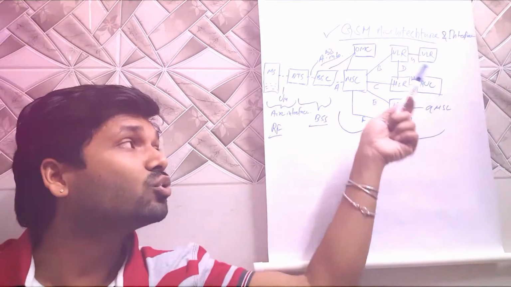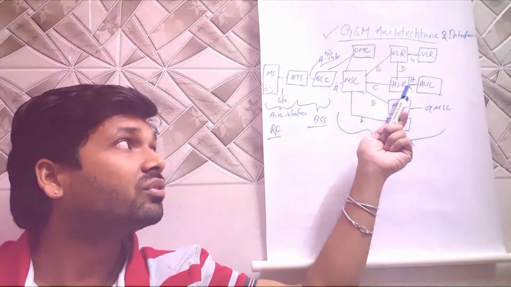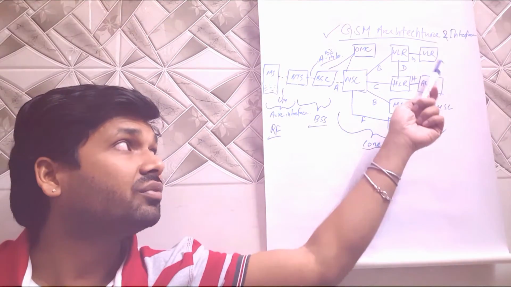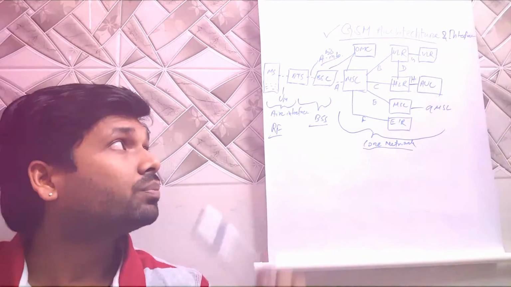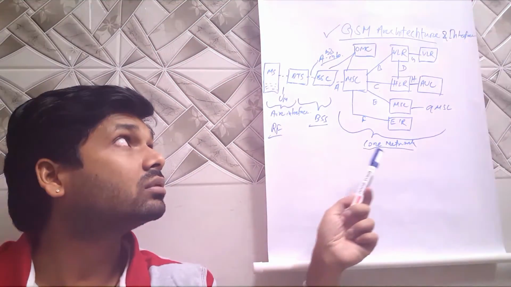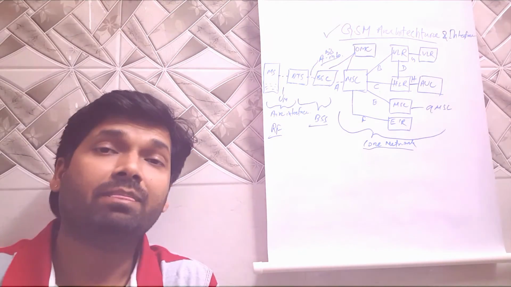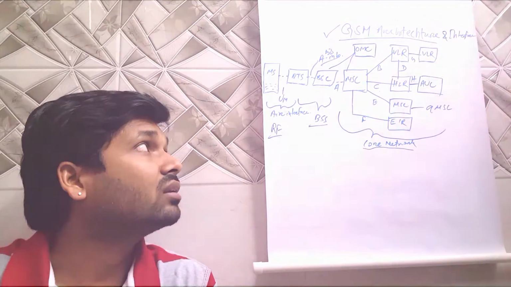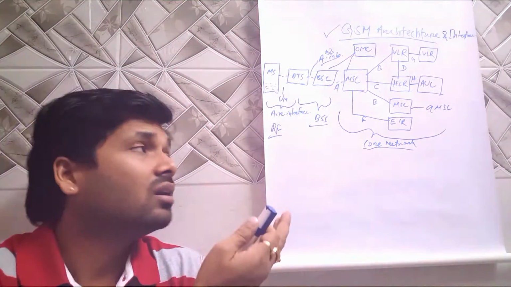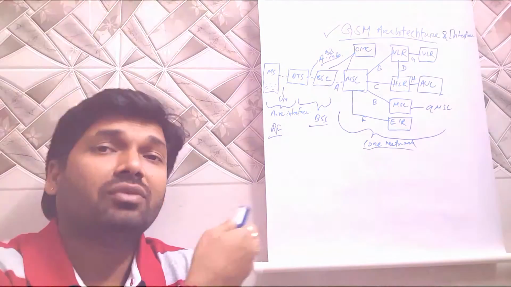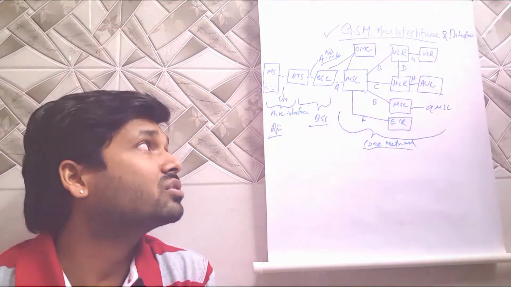So this is all about the core network elements: MSC, EIR, other MSC, HLR, VLR, other VLR, and the authentication center. That's how we have completed the GSM architecture, the interfaces and the network elements. Coming to the functions, I'll just summarize them in short. We'll have a different session for each individual network element and its functions.